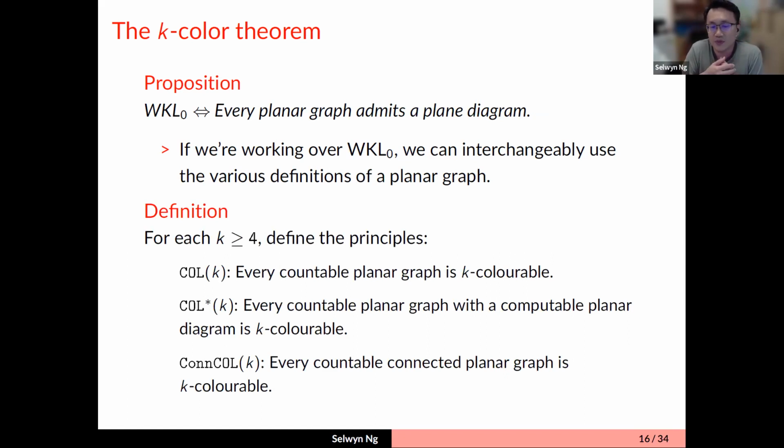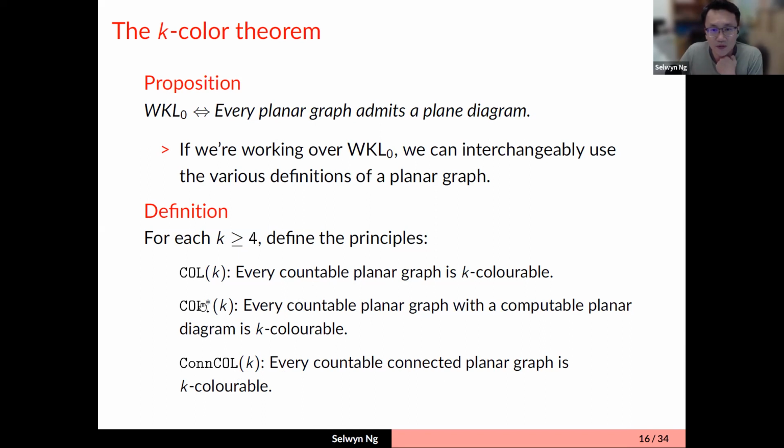Right, so here are the principles that we consider. COL is the K-color theorem, which is the principle that every planar graph is K-colorable. Here there are no restrictions on the graph except for planarity. So the graph could be connected or not, locally finite or not, or it could have a computable diagram or not. COL star is the version where the graph also has to be given a computable diagram, and the connected K-coloring theorem is the one where we require the graph additionally to be connected.